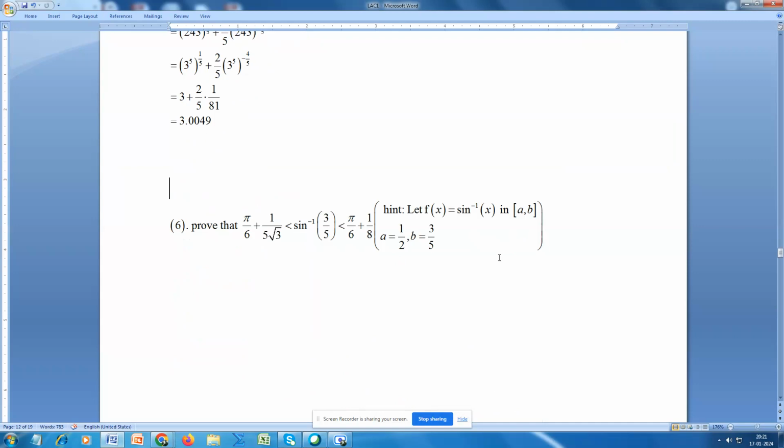This is a homework problem. Pi by 6 plus 1 by 5 root 3 less than sin inverse 3 by 5 less than pi by 6 plus 1 by 8. Hint: f of x equal to sin inverse x in the closed interval, a is equal to 1 by 2, b is equal to 3 by 5.